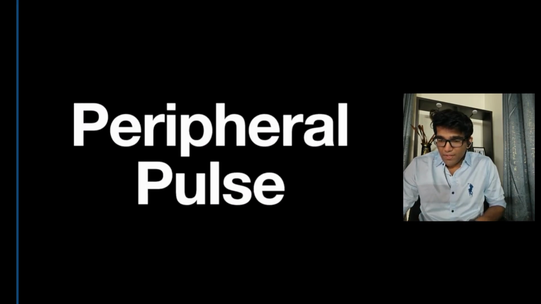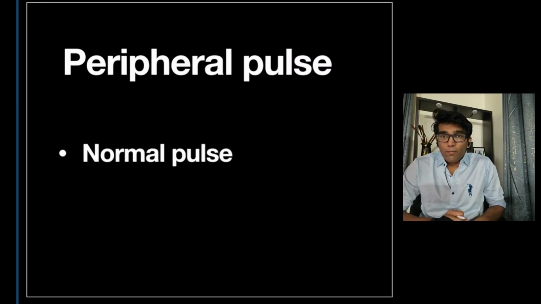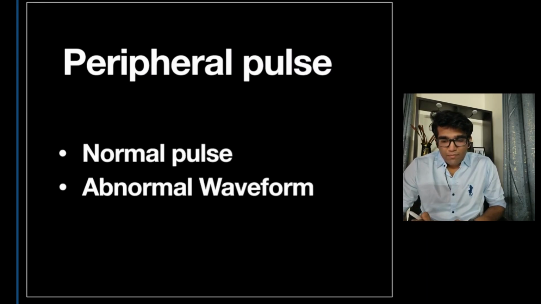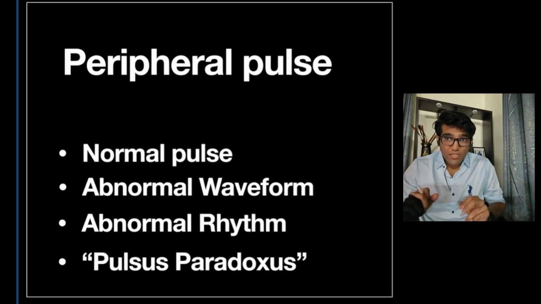So starting with the peripheral pulse. The peripheral pulse may be normal, okay. It may show an abnormal waveform, it may show abnormal rhythm, and there may be something called pulsus paradoxus. Now actually this is neither a pulse finding nor is it paradoxical, so we'll get to that.